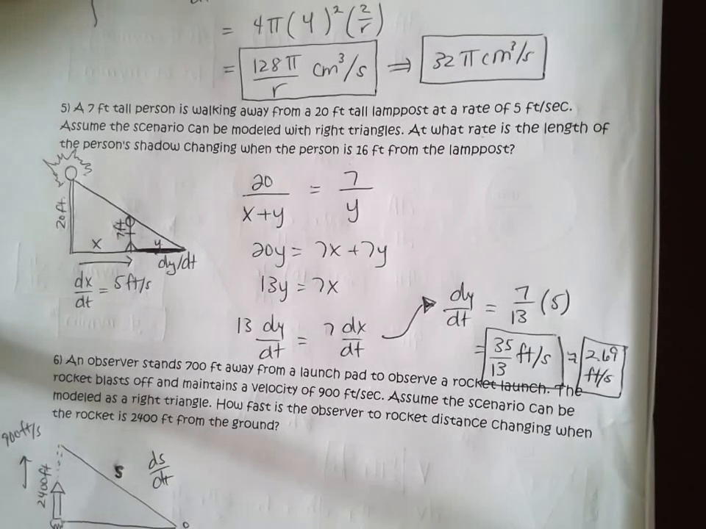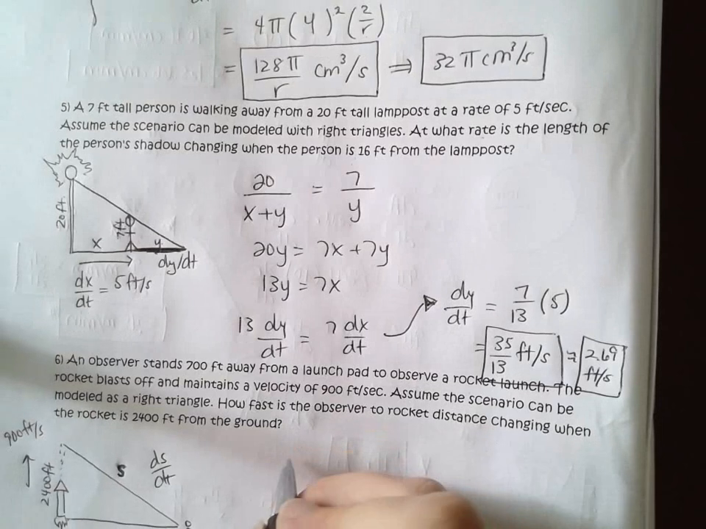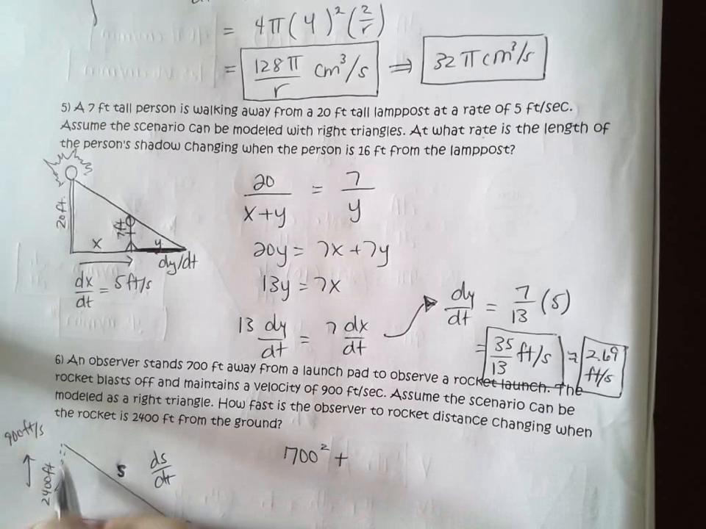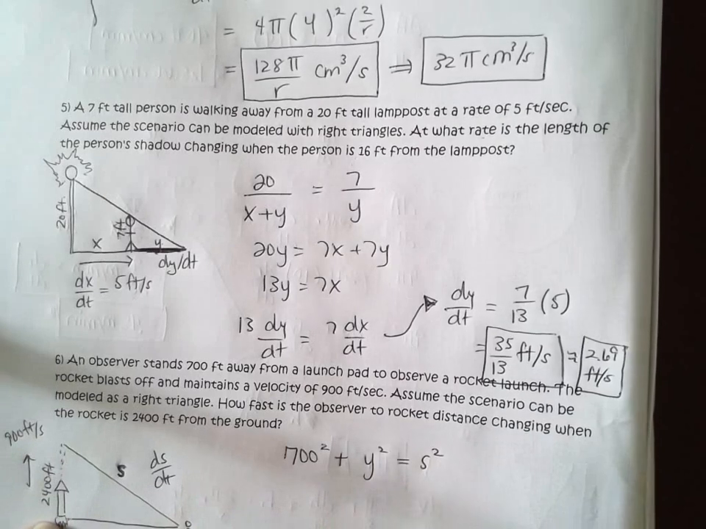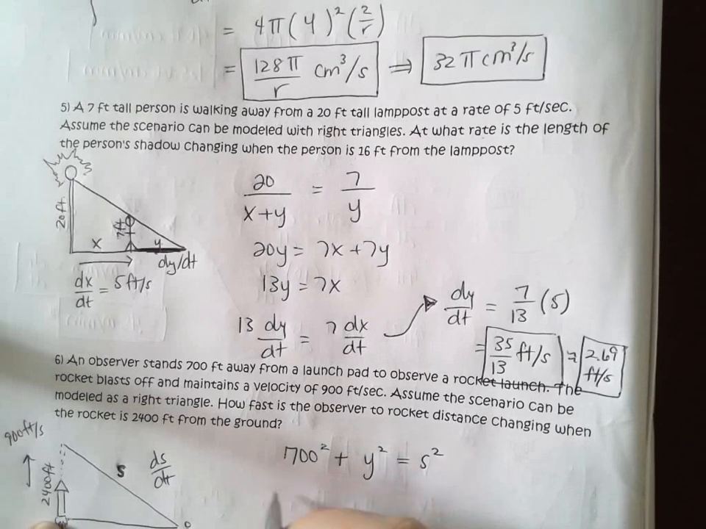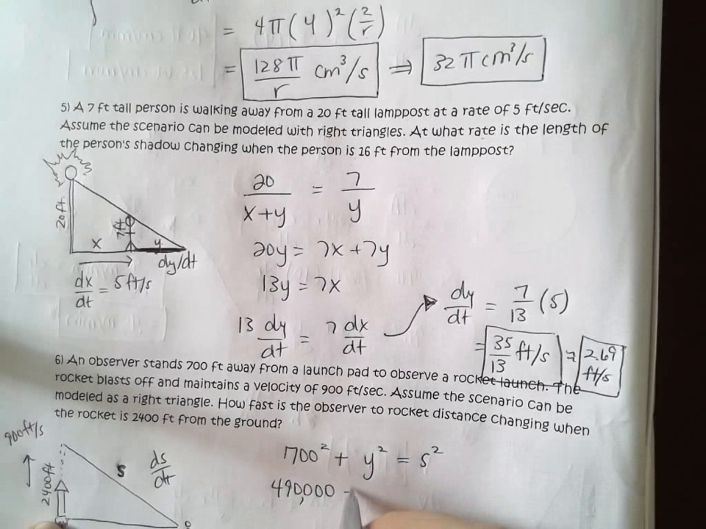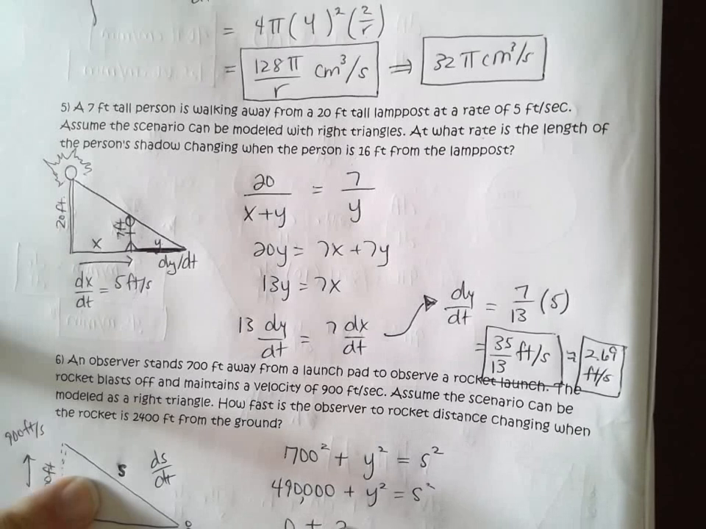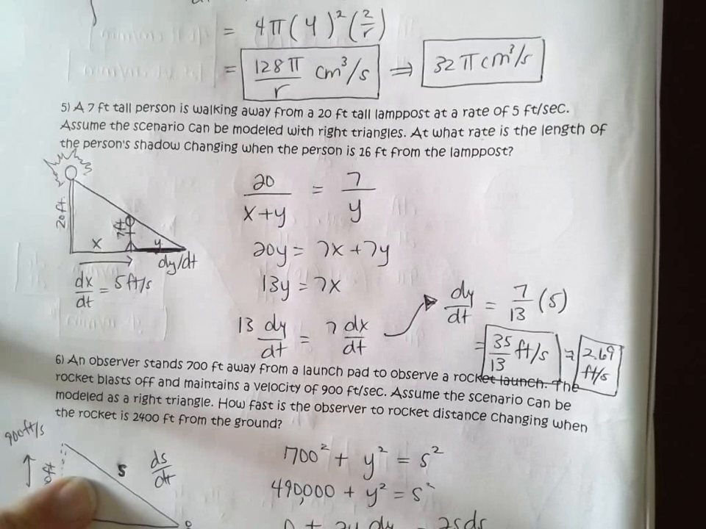Since we're talking about the sides of a triangle, I'm going to use the Pythagorean theorem. Well, my sides, 700 is consistent. That's not going to change. We'll call this y. Okay? It's changing because the rocket is going upward. And then our distance from the rocket to us is s. This becomes 490,000. You take the derivative, it becomes 0. 2y dy dt and 2s ds dt.